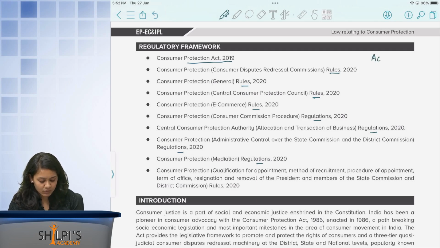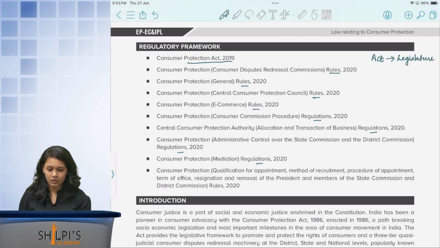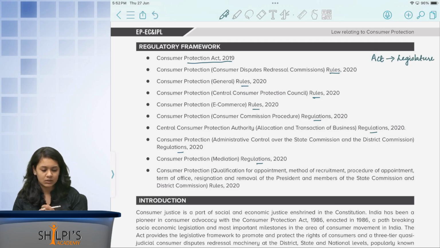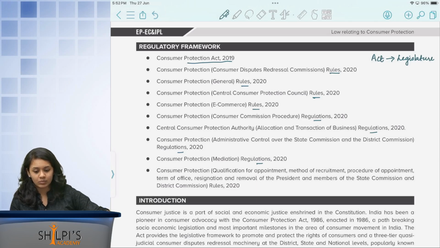An act is made by the legislature. Who is the legislature? Your parliament, your state legislative assembly. This body creates your laws. So the legislature would have passed the Consumer Protection Act of 2019. But just because a law is coming into effect doesn't mean that the parliamentarians sitting in parliament are going to know every technical detail about how this law is to be applied on a daily basis.